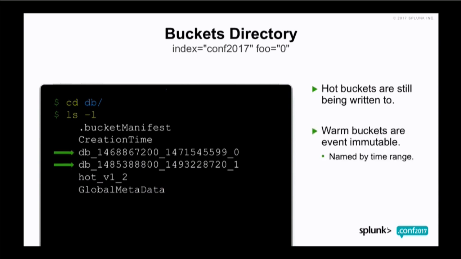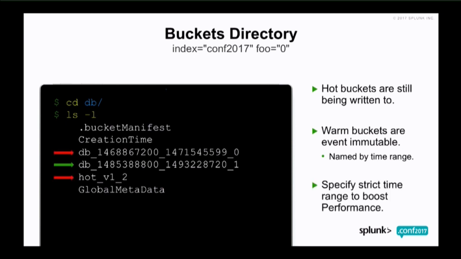And then warm buckets, which are immutable, so no more data is being written. They can be modified, but nothing is being added. These are split up by the time range of events that are contained inside of it. So you can see we have two here. We're searching from September 1st through the 27th, so we know to pick the bottom one.